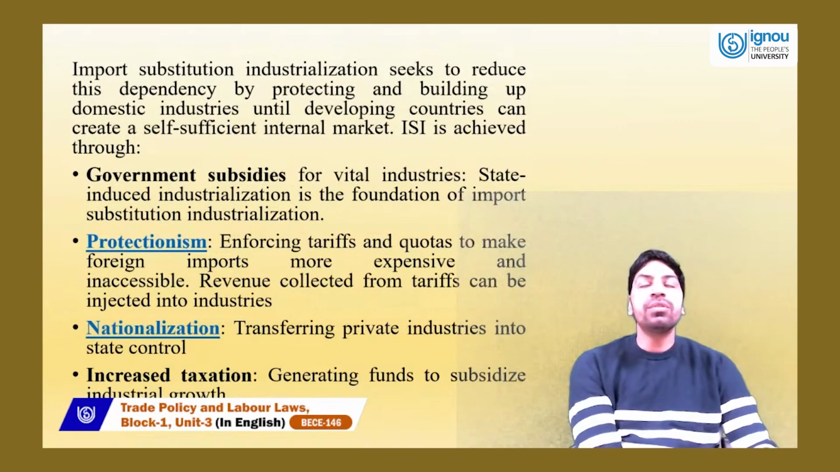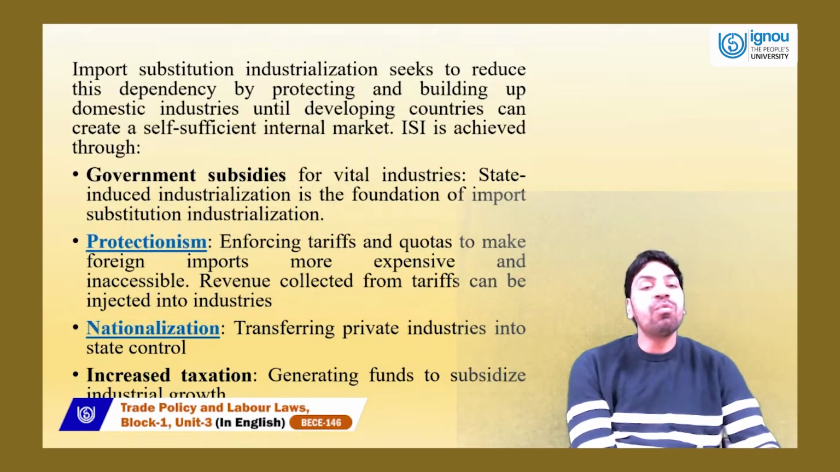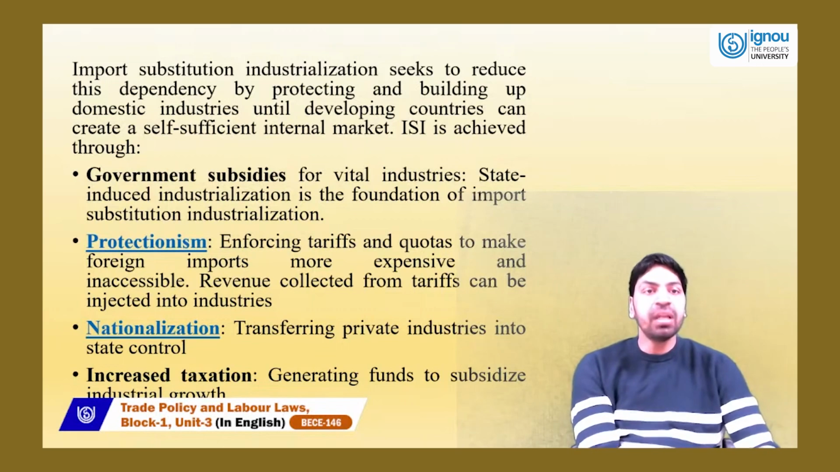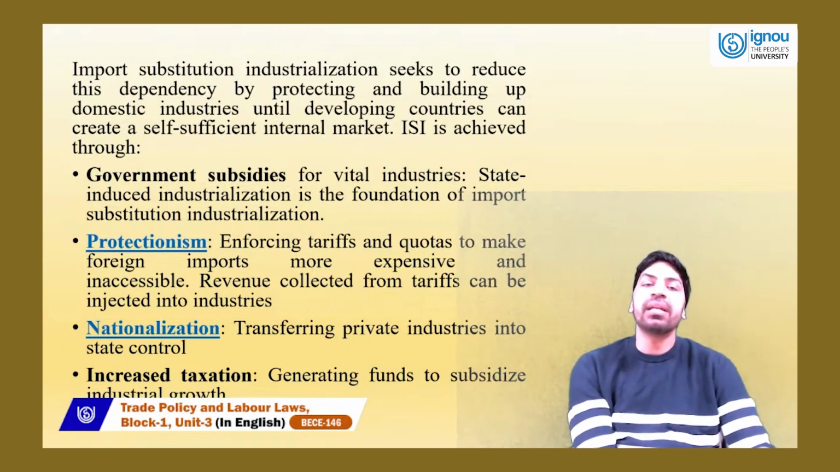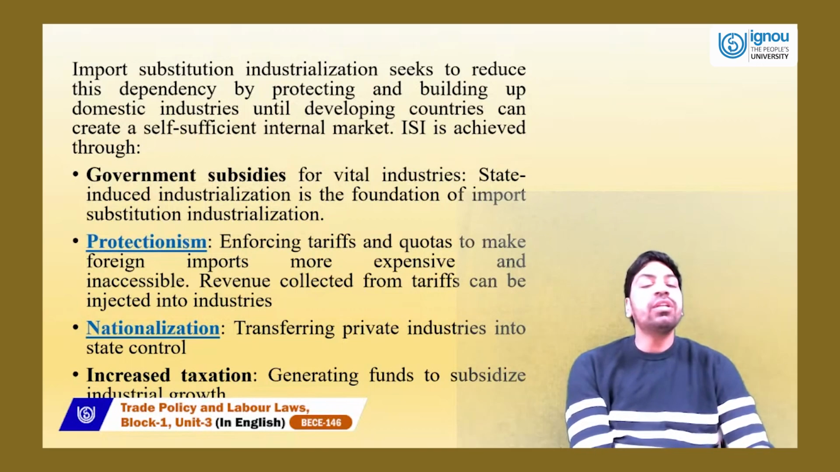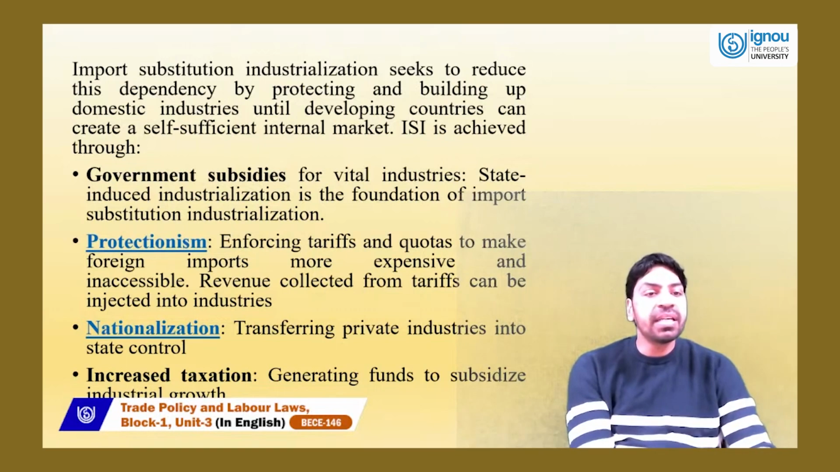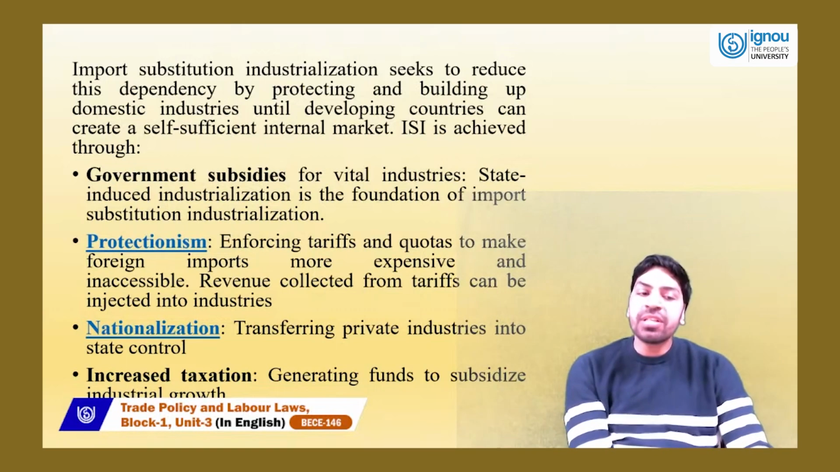Import substitution tries to reduce the dependency on the foreign market. So it also aims to protect and build up the domestic industries and domestic products, rather than depending on the developed nations, and create a self-sufficient internal market, that is a domestic market. So it could be achieved through four main factors, that is the government subsidies, protectionism, nationalization, and increased taxation.